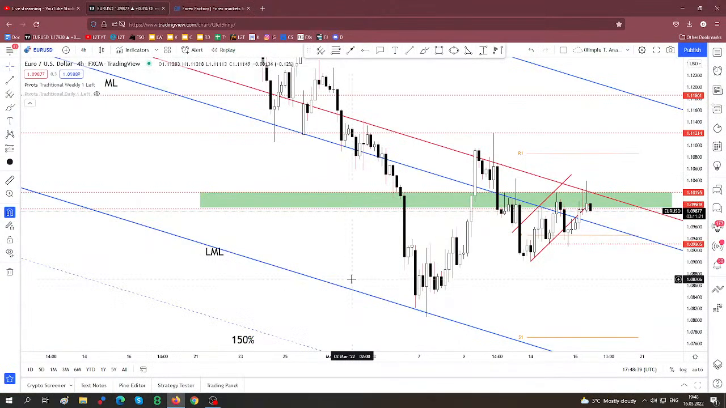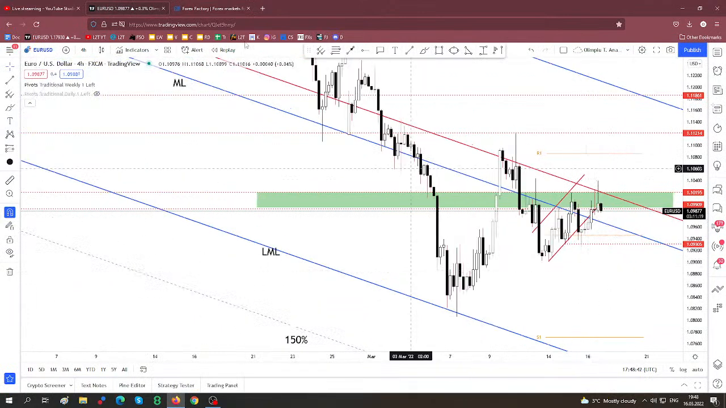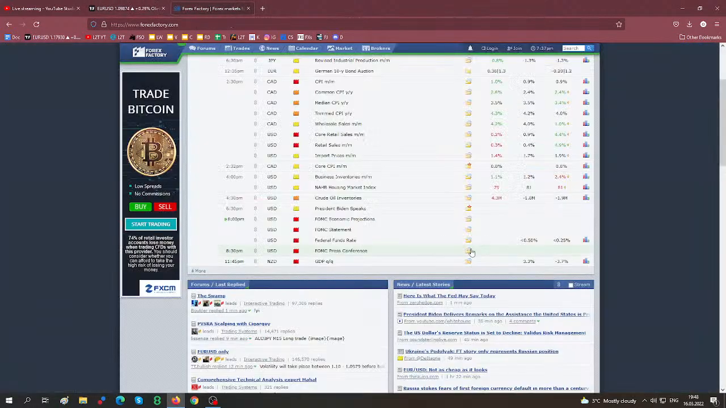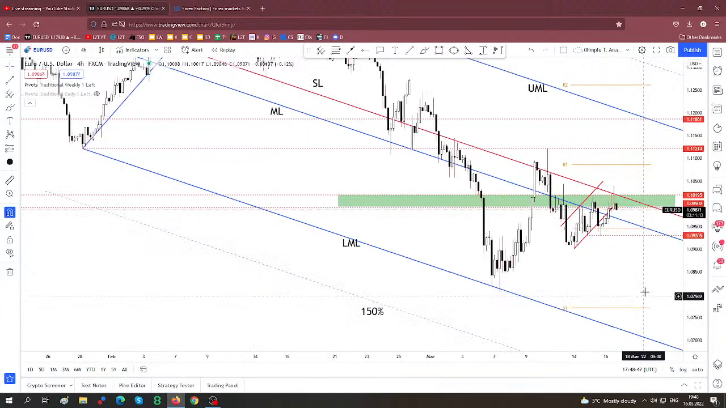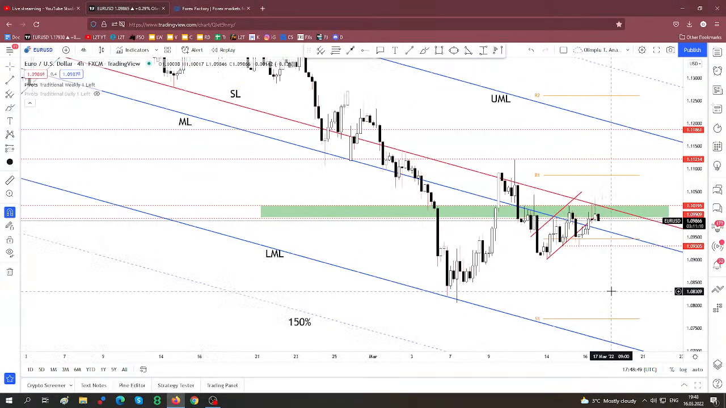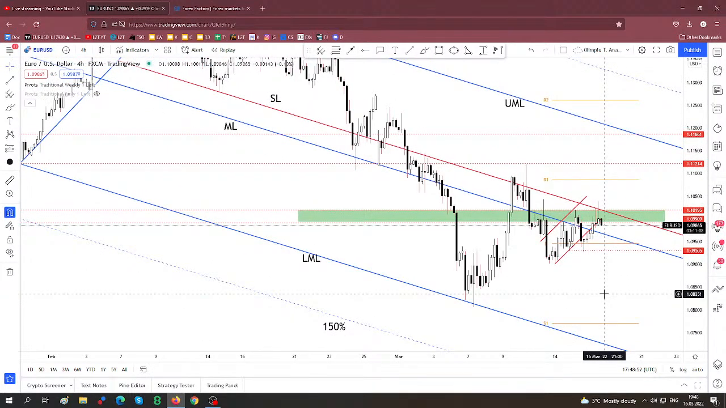The FOMC, the Federal Reserve, this event is seen as a high impact event, so you have to be careful, okay? Let's take a look here on the euro versus the US dollar. You have to understand that we don't know exactly what will really happen.